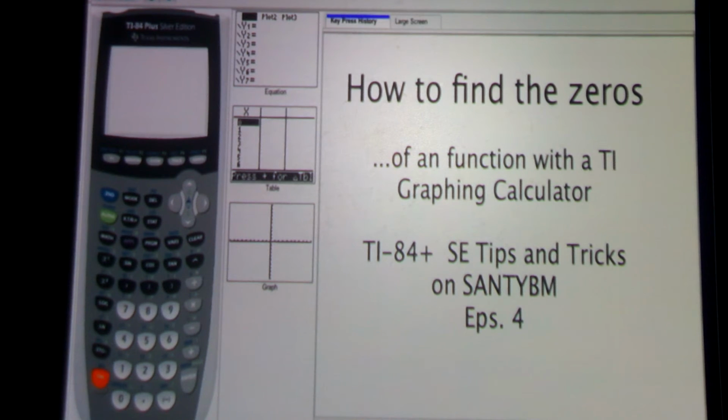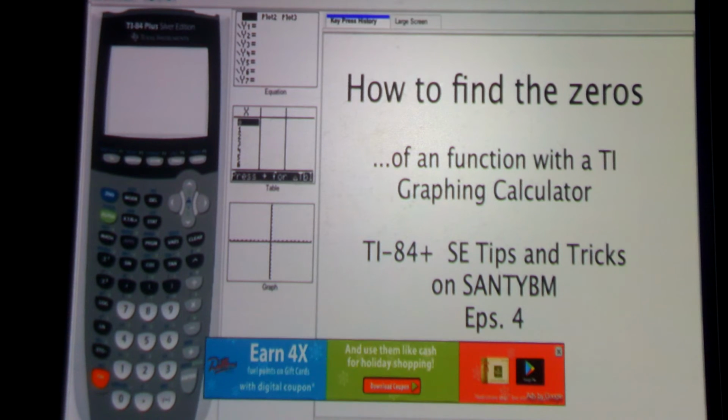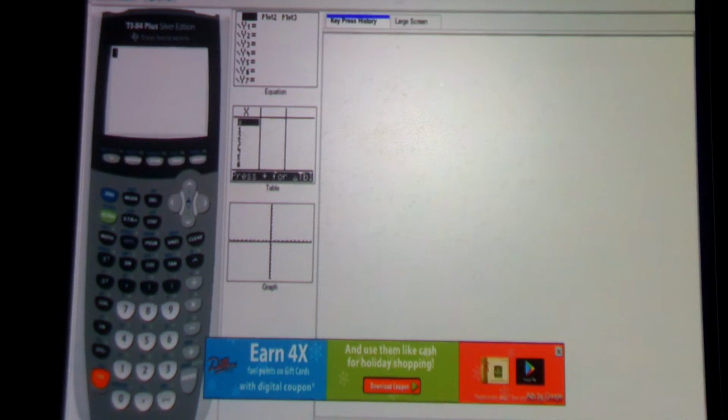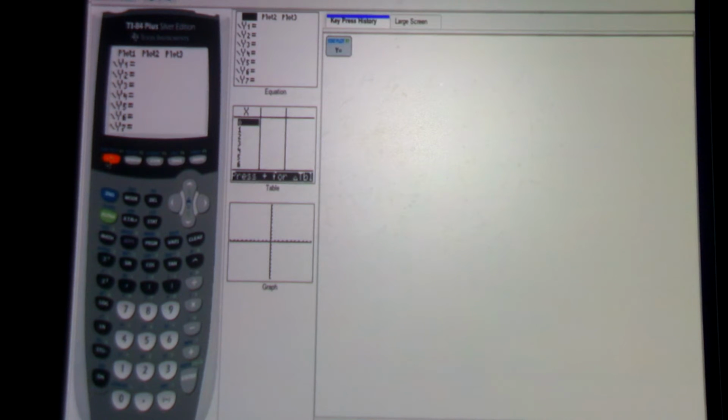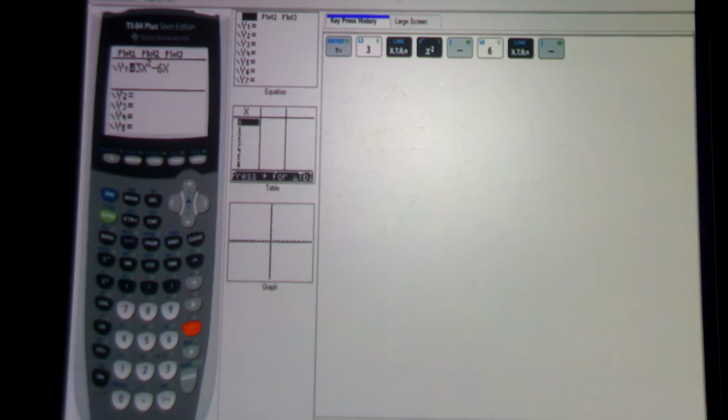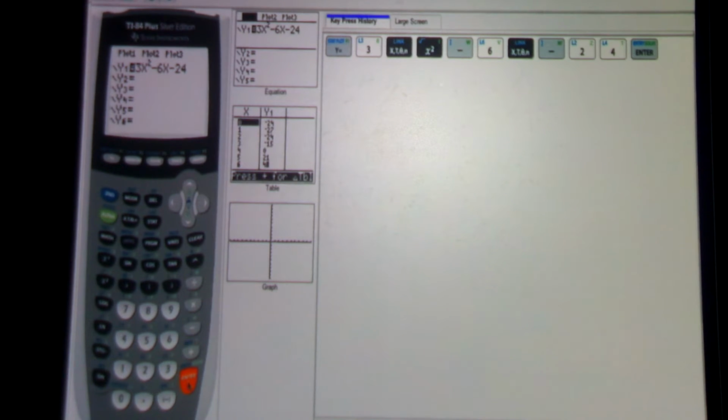Today we're going to demonstrate how to solve for an x, or the zeros of an equation, with your calculator. The first thing we want to do is go to y equals. In our y1 prompt, we want to type in the equation where we want to find our zero. In this example, we'll demonstrate with 3x squared minus 6x minus 24. And then we'll hit enter once you have your equation typed. Next, we'll press graph.